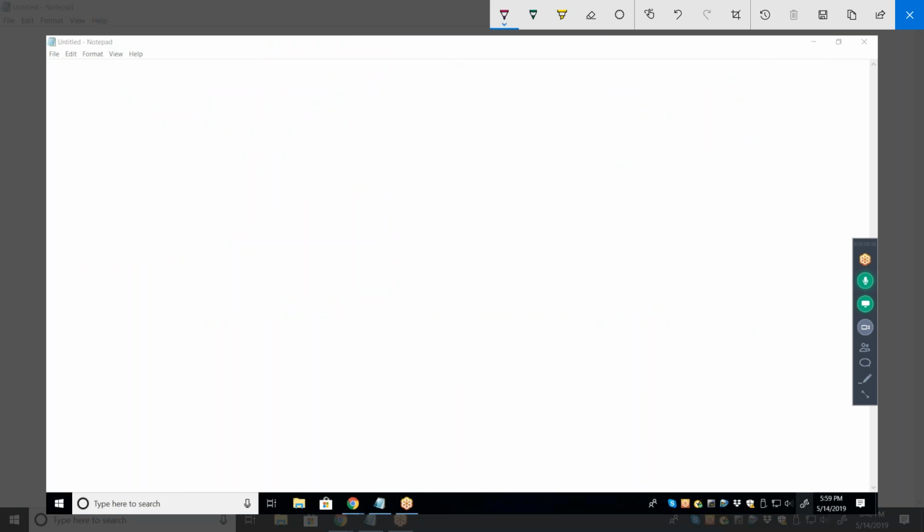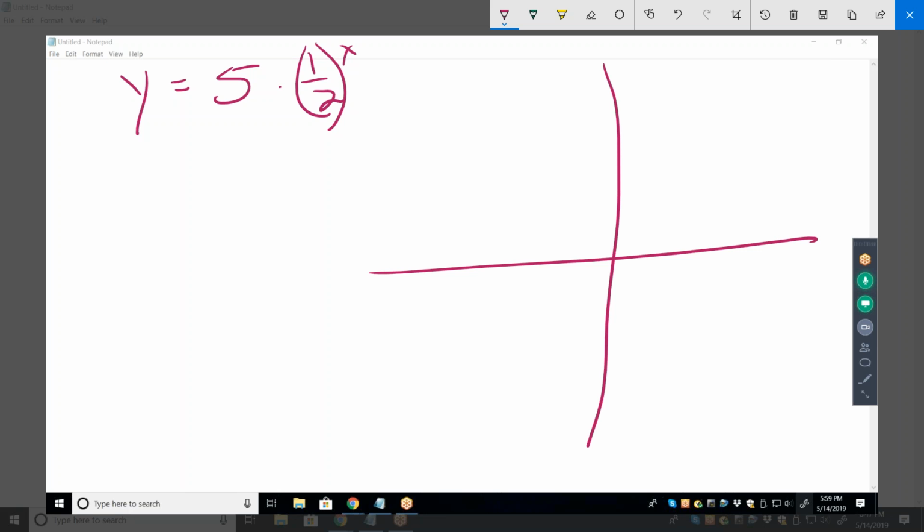So this one is y equals 5 times 1/2 to the x. Now our base is a number less than 1. And here's where it makes a difference. Instead of looking like the last curve, this curve decays.